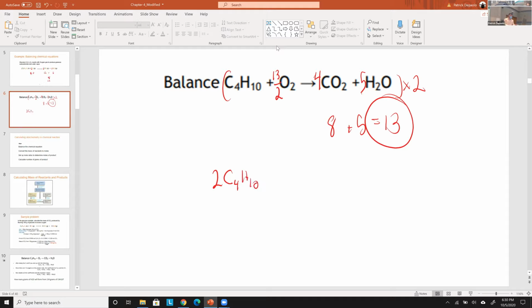2C4H10 plus 13O2 yields 8 CO2 plus 10 H2O.